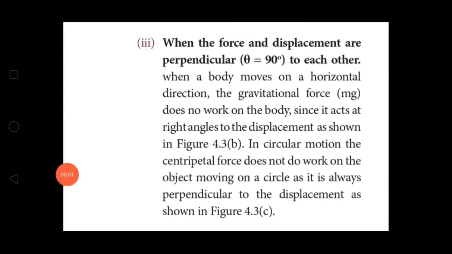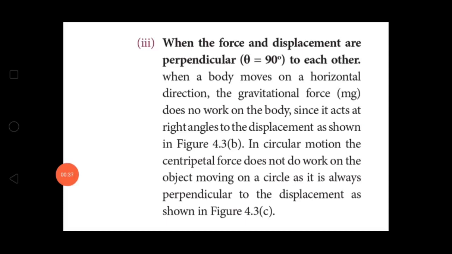In the third case, the force and the displacement are perpendicular. That means theta is equal to 90 degrees. When a body moves in a horizontal direction, the gravitational force does not work on the body since it acts at a right angle to the displacement. Likewise, in circular motion, the centripetal force does not work on the object moving on a circle, because it is always perpendicular to the displacement. So theta takes the value of 90 degrees, and in that case also the work done is 0.